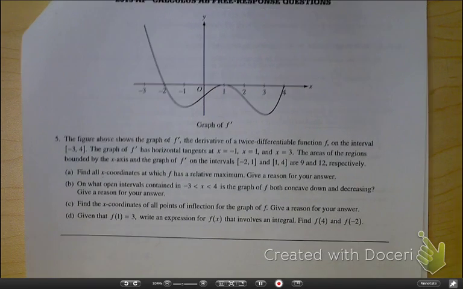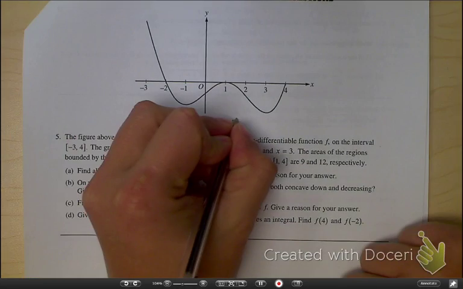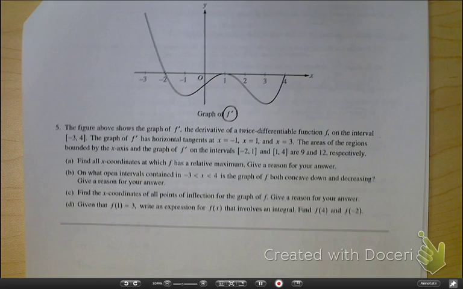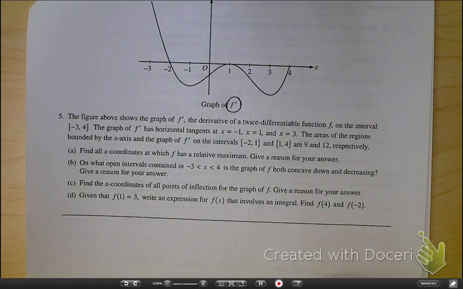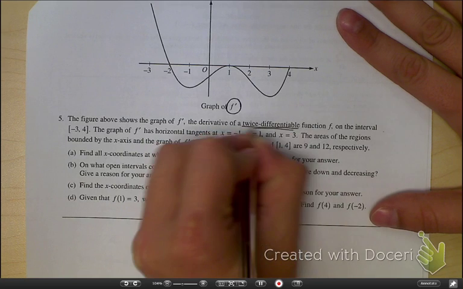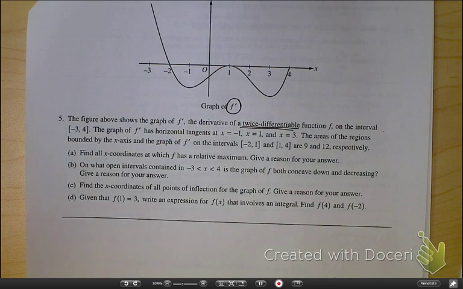It says this is a graph of f prime, so I think it's a good idea to notate that this is a graph of f prime, so that that's kind of in the back of your mind as you're reading these questions. It says the figure above shows the graph of f prime, the derivative of a twice differentiable function. Again, remember that twice differentiable just means that you're able to take the derivative of it twice. So it's just a fancy word to say that, yes, you can take the derivative twice.